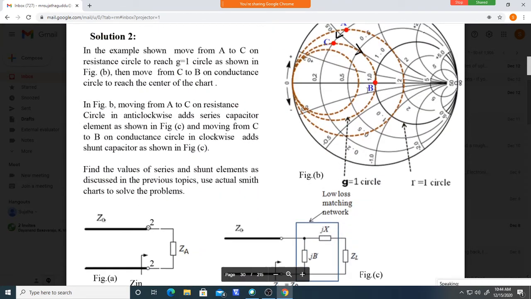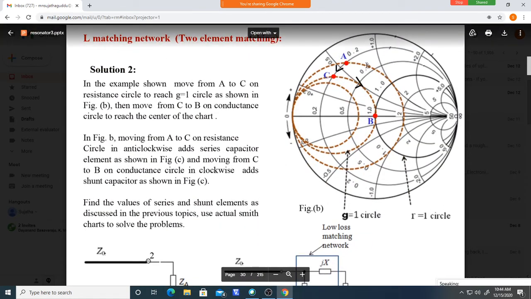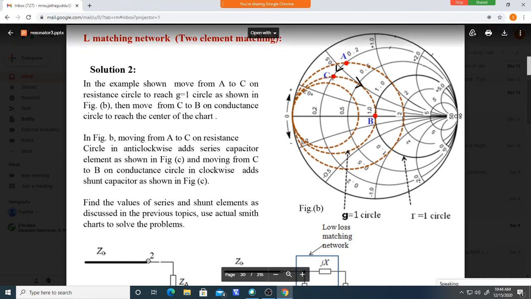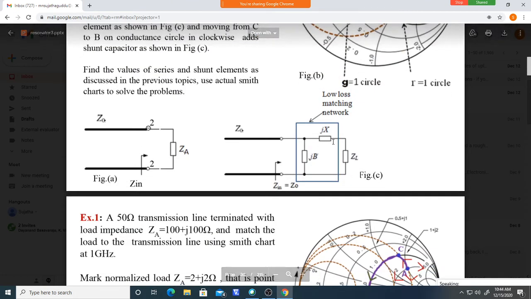But here, instead of moving this way, I moved on the resistance circle like this and reached the G equals 1 circle. You see, this is the G equals 1 circle. I reached here. First, I reached from here to here on the resistance circle. Moving anti-clockwise, it adds a series inductor. See here, a series inductor will be added.